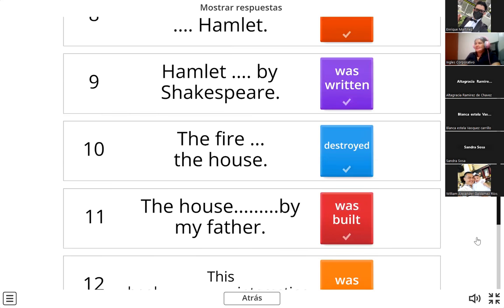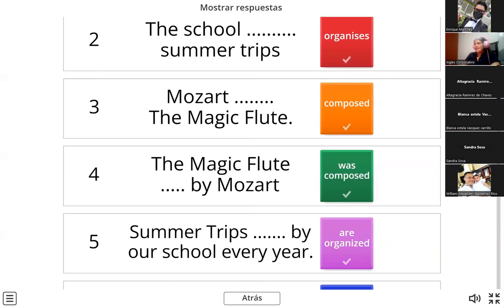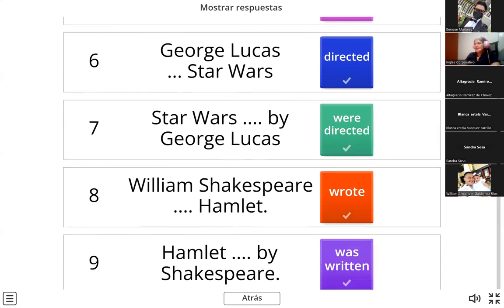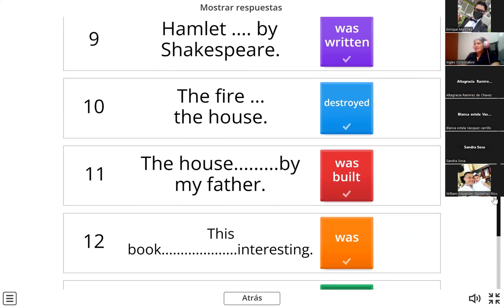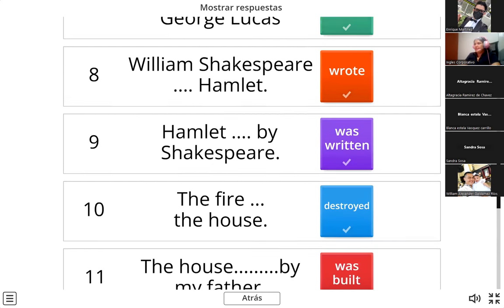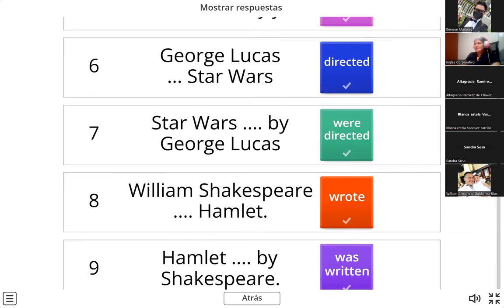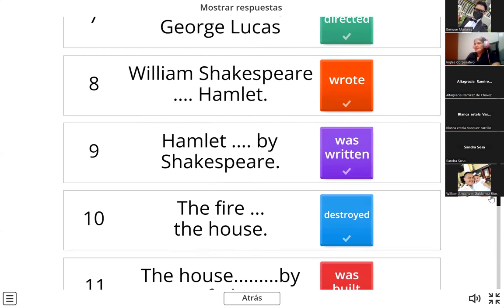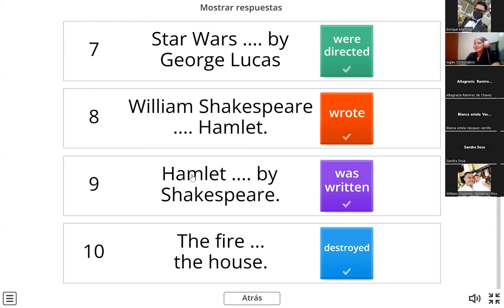active voice. You're going to see that later, lo van a ver después, okay? Pero un ejemplo de active voice sería, for example, William Shakespeare wrote Hamlet. Ese sería active voice. Y passive voice de esa misma oración quedaría: Hamlet was written by Shakespeare. Okay, so that will be the passive.